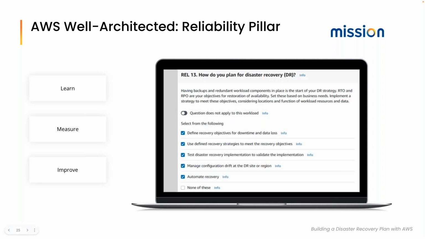If you're an enterprise support customer, you can also ask your technical account manager or your solutions architect for an operational review to identify any risks in your operations as well.